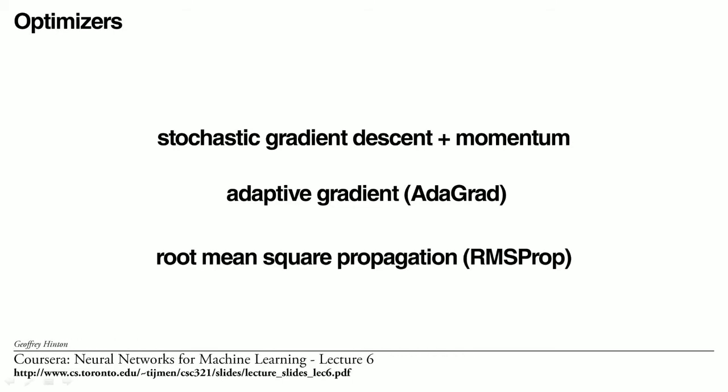We also have root mean square propagation. This was developed by Geoffrey Hinton. It's not even published, I think, and people end up citing it from one of his lecture notes. The idea here is to divide the learning rate for a specific weight by a running average of the magnitudes of recent gradients for that weight.